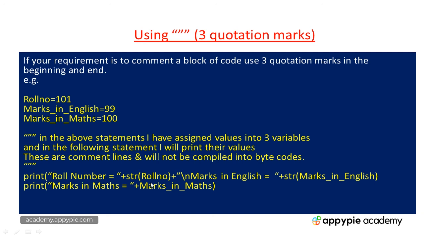So next I have printed roll number, marks in English and marks in maths, and you are familiar with this str, because roll no, marks in English, and marks in maths, all these three variables were of integer type, so they had to be converted into string using str.